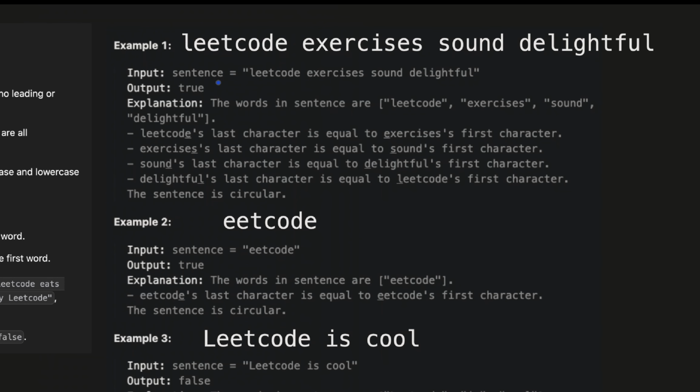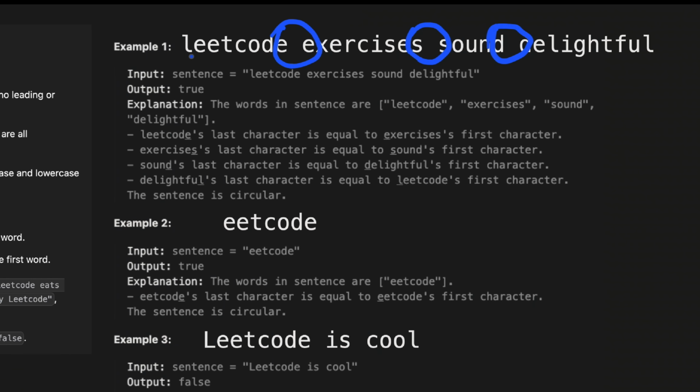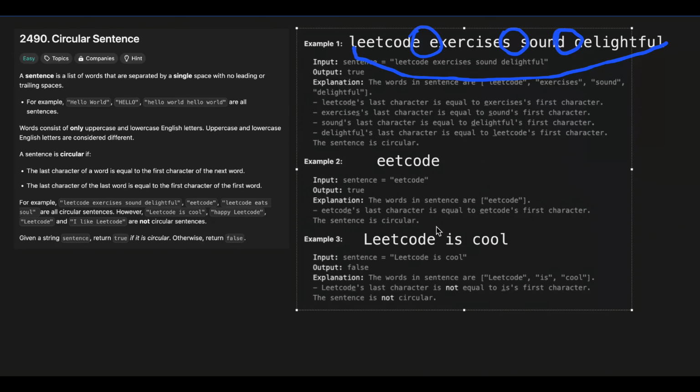Then in example 1, the given sentence is circular because for each word, the last character of the word is equal to the first character of the next word. Like characters E, S and D match between two adjacent words and the last character of the last word is equal to the first character of the first word. Similarly, in example 2, the given sentence has just one word, so we cannot check the first condition, but the last character of the word is equal to the first character of the word. So, because of this the sentence is also circular.